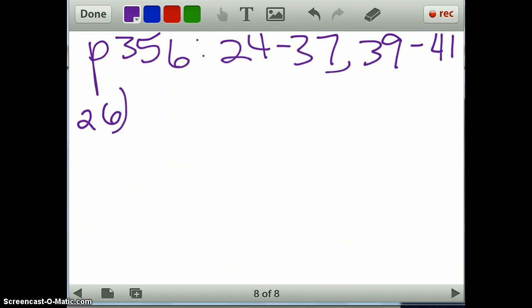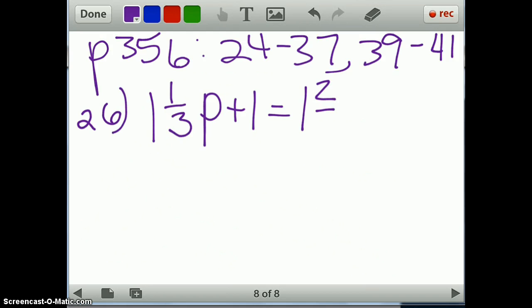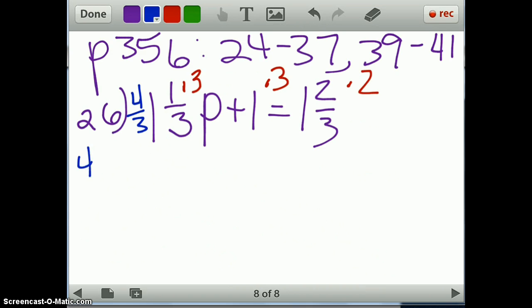So the problem is 1 1/3 times p plus 1 equals 1 2/3. Now, I don't like the thirds, but here's what I see. If everything has a third in it, then I could just multiply every single piece by 3, and that would help those things to go away. So let's see. This is 1 1/3 times 3. I could also write that as 4/3. So 4/3 times 3. Watch this. That simplifies out. So I get 4p from there.